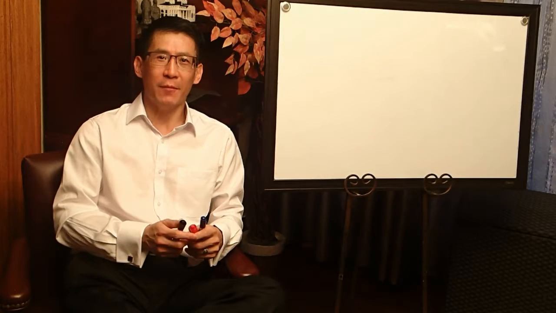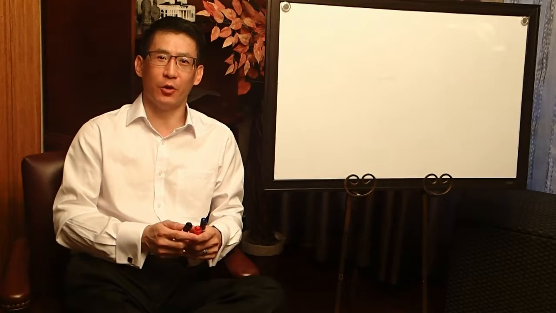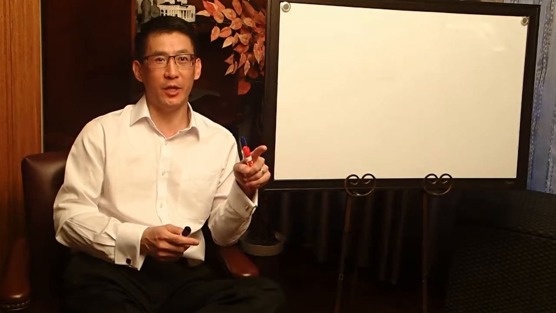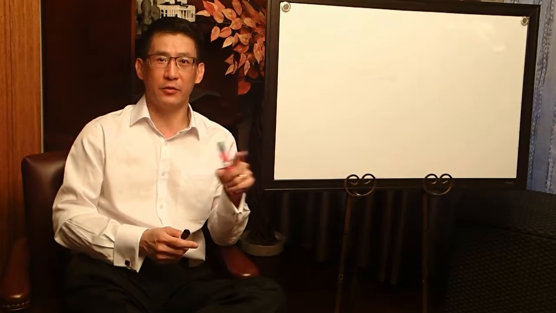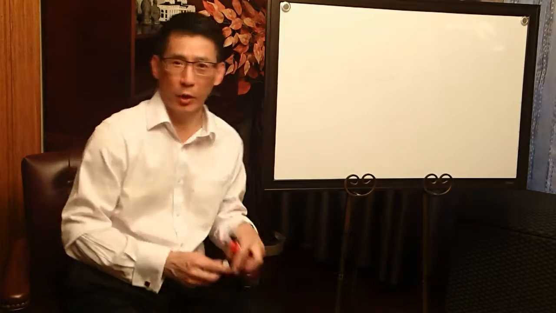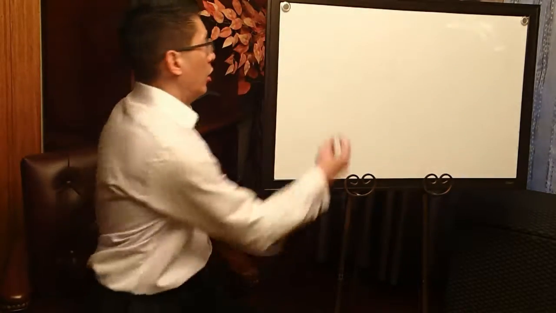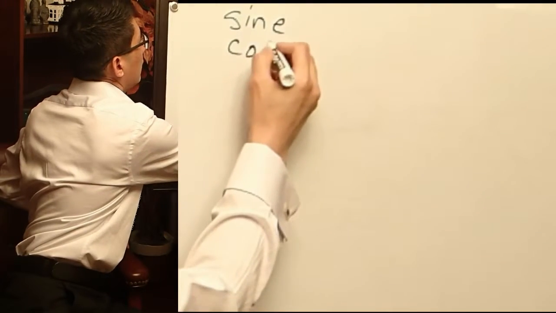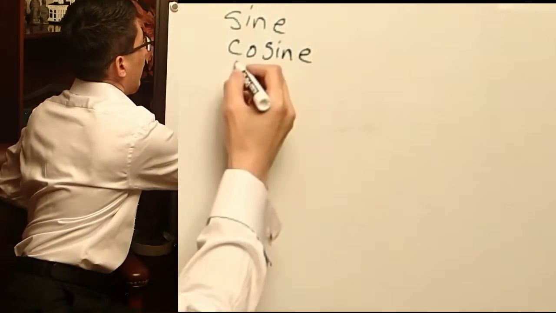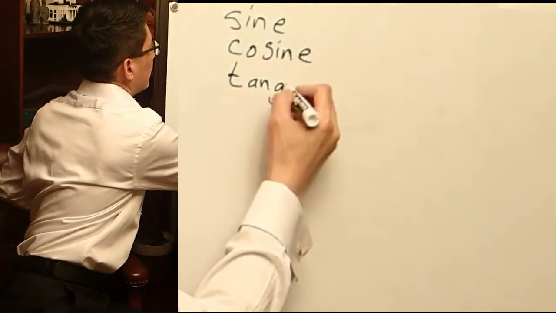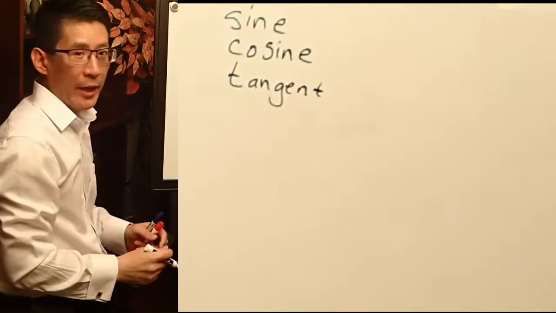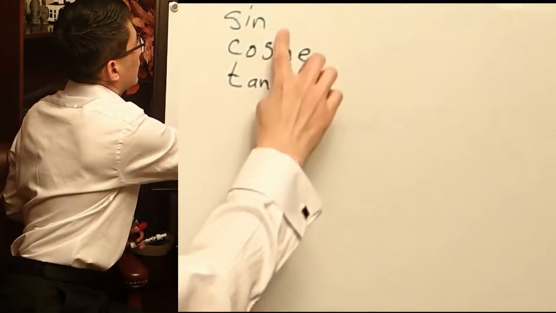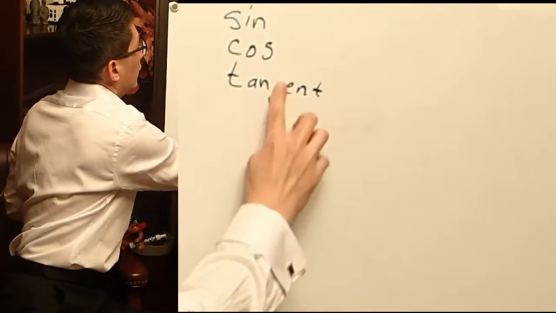There are three basic trigonometric functions. When we talk about trigonometry, of course, we're talking about tri, which means three-sided shapes or triangles. Trig functions for short. Those three functions are called sine, cosine, and tangent. In mathematics, we take the first three letters of each as a short form, and that gives us sin, cos, and tan.